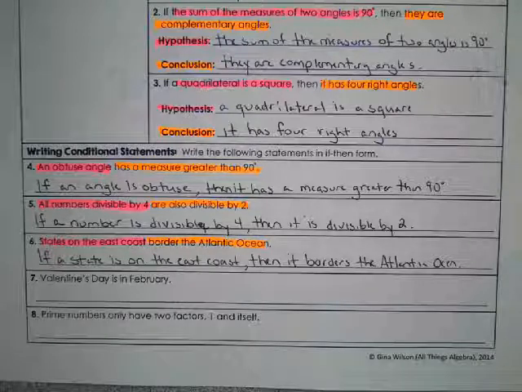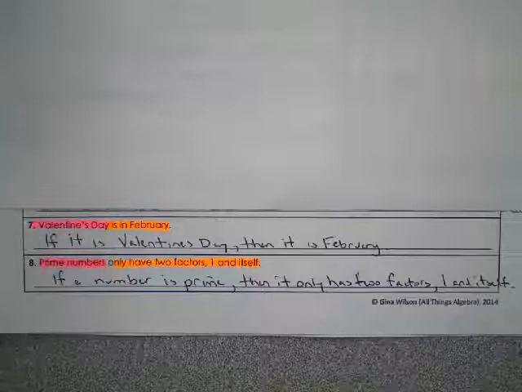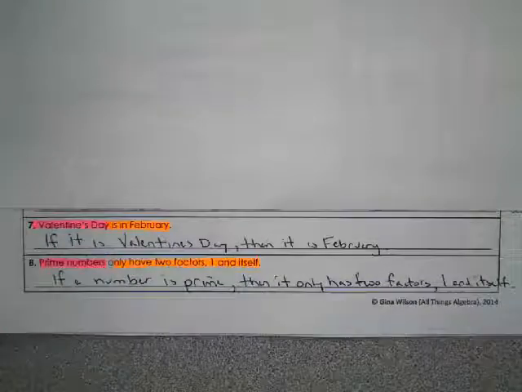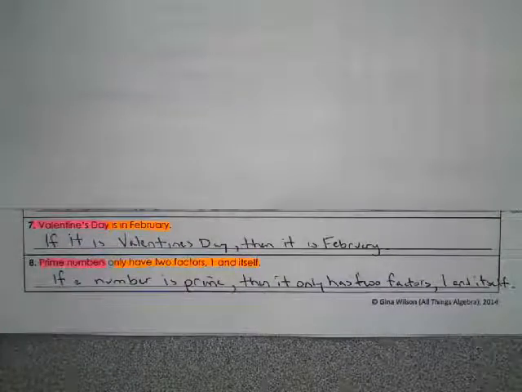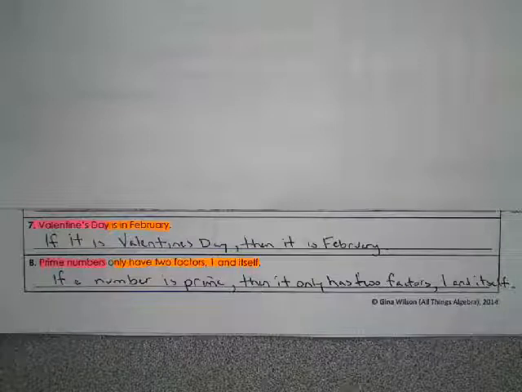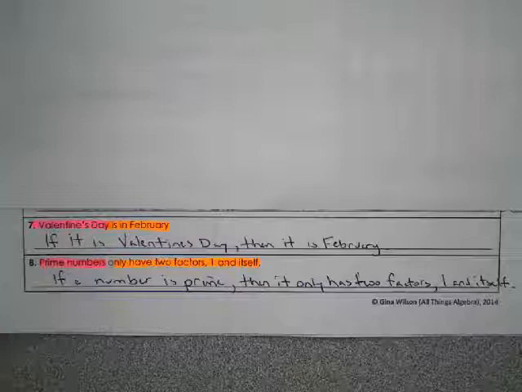As you can see in these 2 answers, we again reworded it a little bit just so that it makes sense. So if it is Valentine's Day, then it is February. And for number 8, again we go from plural to singular to make it make sense. So if a number is prime, then it only has 2 factors, 1 and itself. So that is how you write a conditional statement and identify hypothesis and conclusion.